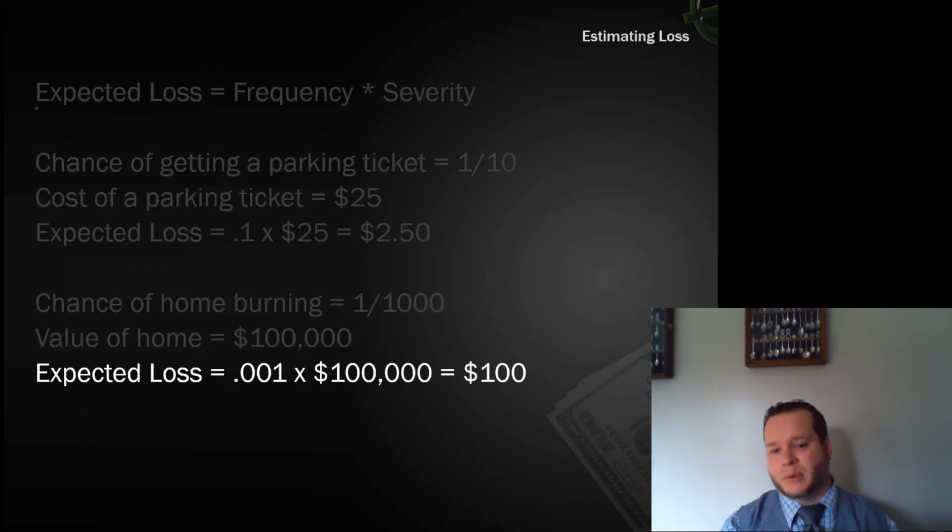Now, the problem with expected loss, though, is that individuals don't really have access to these numbers. You could probably figure out your parking ticket numbers just by starting to park where you shouldn't and seeing how often you get a ticket, right? You could probably figure that out. But what's the chance that your house is going to burn down? What's the chance it'll be destroyed in a tornado or an earthquake or a flood? And how much will it cost if it is flooded or if it does burn?